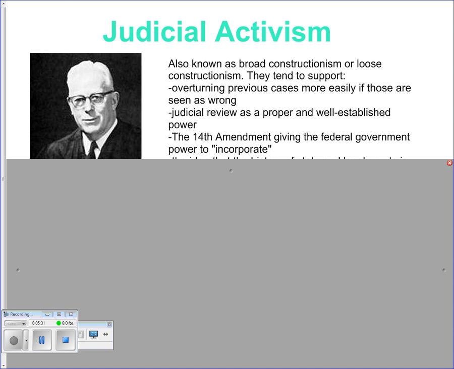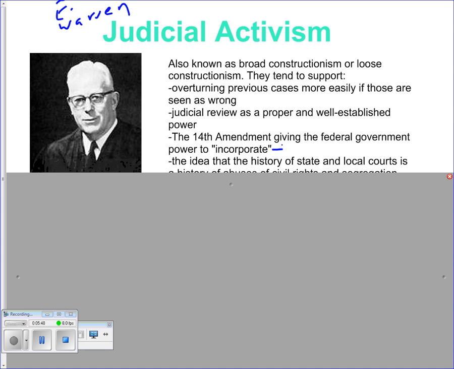You'll see Earl Warren's picture here as the Chief Justice who practiced judicial activism, with his Brown versus Board ruling, Miranda and others. The 14th Amendment gives the federal government the right to incorporate various amendments to the Constitution. This basically means that the Bill of Rights applies to the states as well as the federal government.